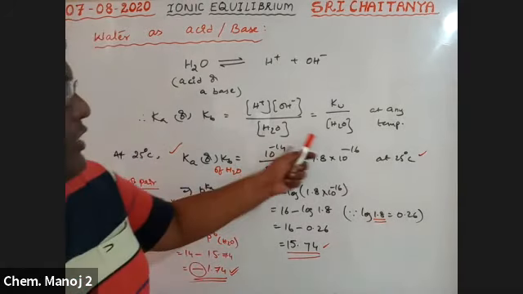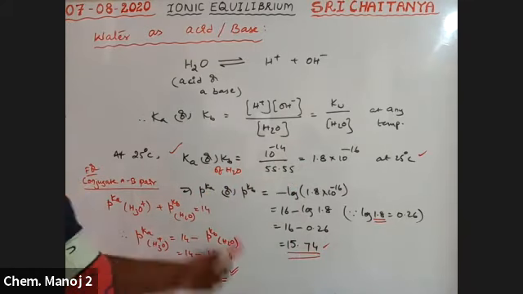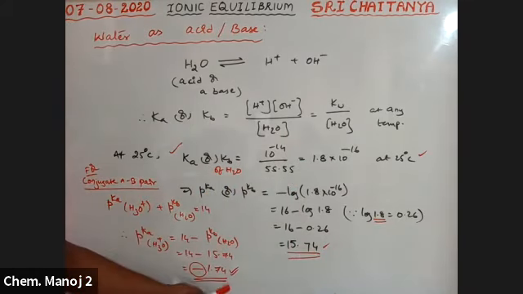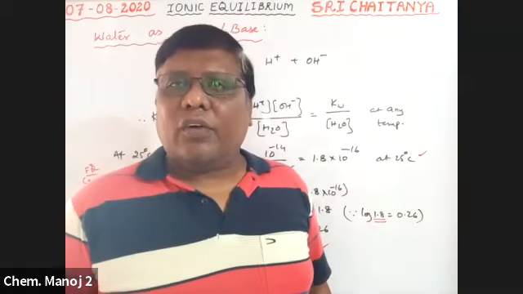So the concentration of water is 55.55, and the Ka or Kb value of water is equal to 15.74 as pKa or pKb. So this is all about water.